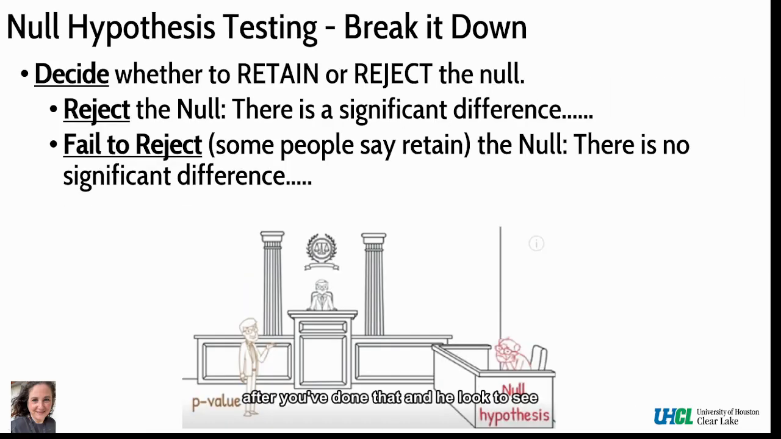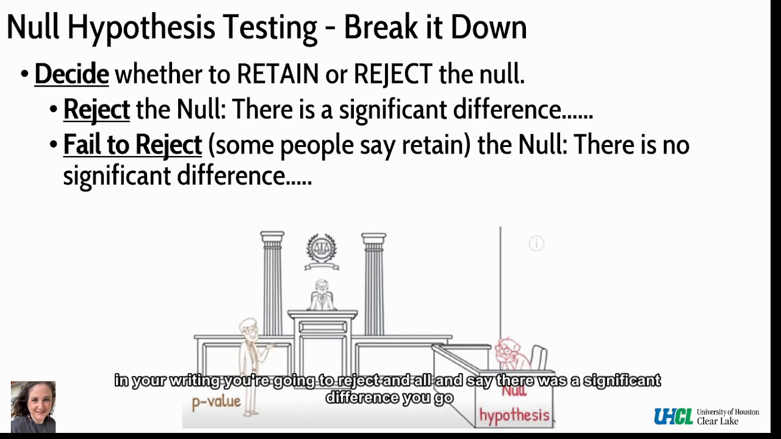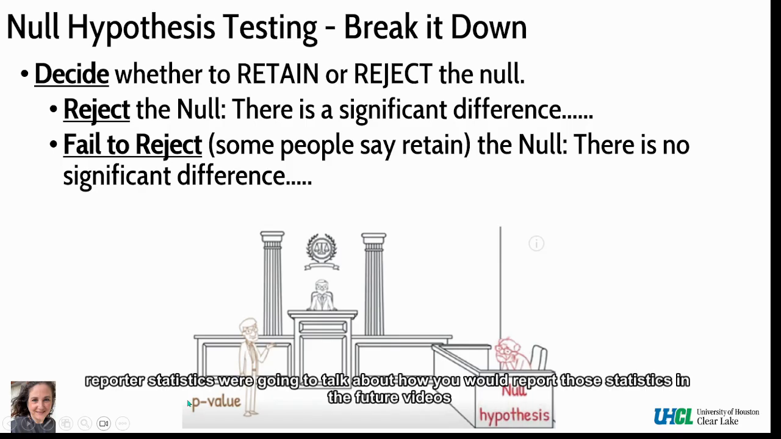After you've done that, and you've looked to see where your particular statistic falls on the distribution, you can decide whether to retain or reject. You're going to actually make this statement in your writing. You're going to reject the null and say there was a significant difference. You're going to report your statistics. We're going to talk about how you would report those statistics in future videos.